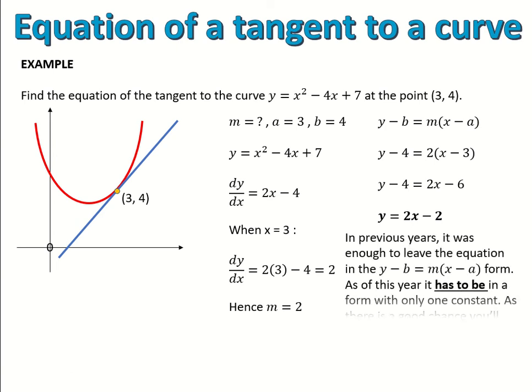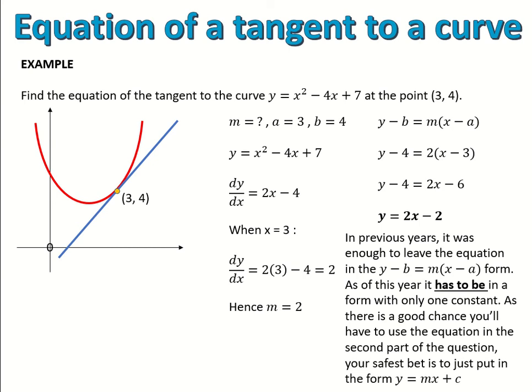So in higher, you have to simplify as much as you can. It basically has to be in a form with only one constant. More importantly, it probably has to be in a form where you've only got one thing in terms of y's, one thing in terms of x's, and one constant. If you wrote this as y plus 2 equals 2x, I think it would be fine. But just as a general rule, it's probably safest to put it into the form y equals mx plus c. There's a good chance you're going to need it in a second part anyway. So you want it in the most usable form, which is y equals something x plus or minus something. So just try and put your answer into that form.